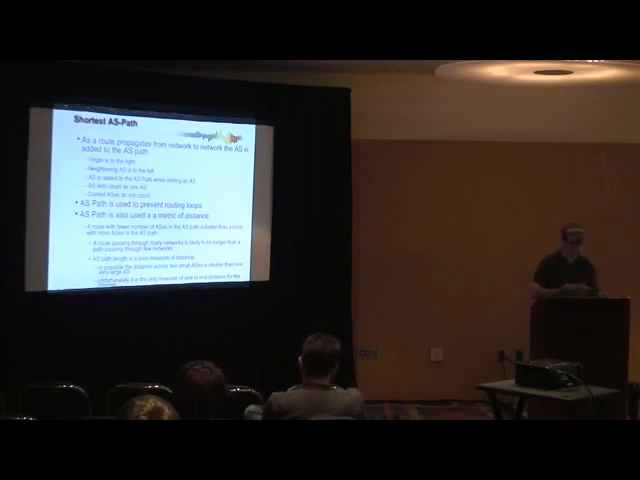Like I said before, the AS path is used to prevent routing loops, but it's also a rough measure of distance as well. There are a few caveats here. If you have an AS set, that only counts as a single AS. And if you have confederation ASs in the AS path, those don't count at all. I'll talk more about confederation in the second half.